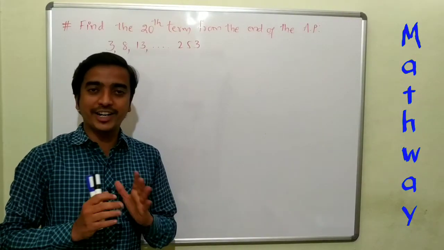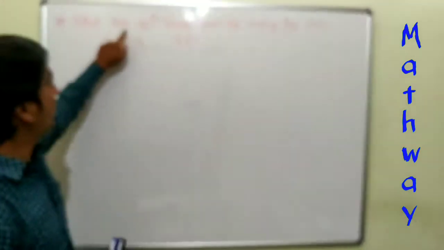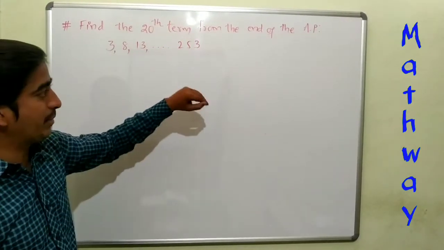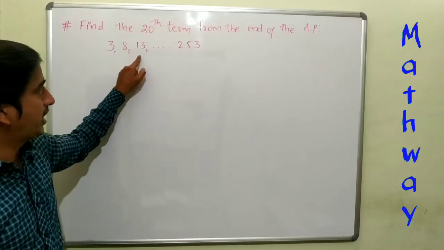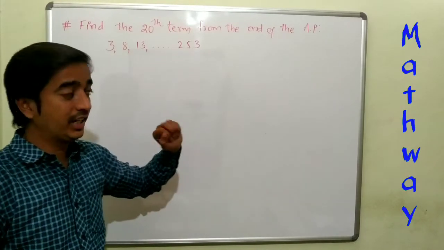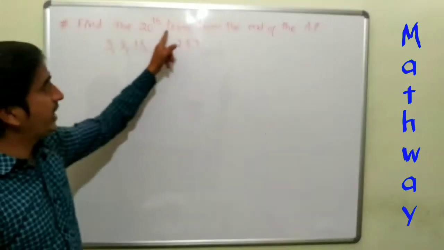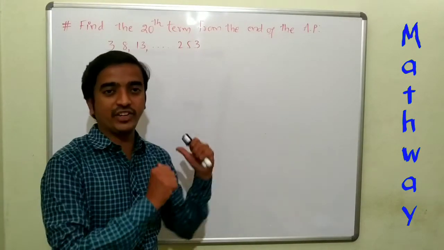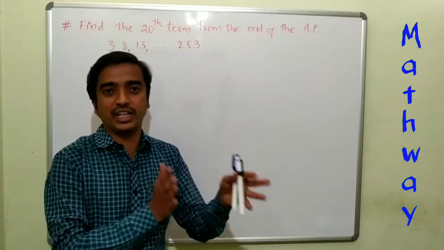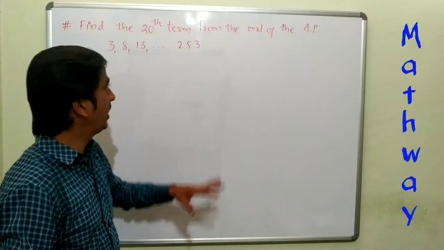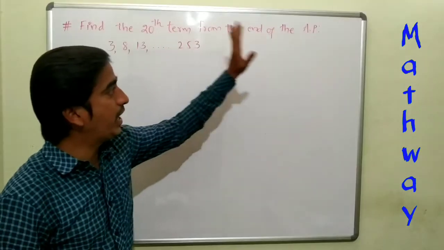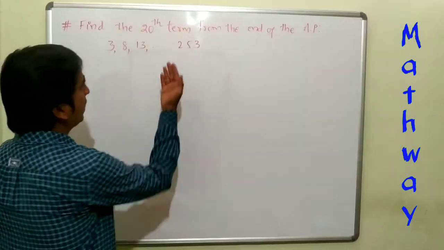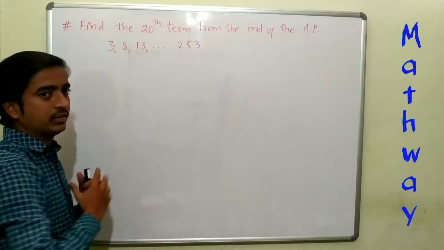Let's see one more interesting problem. That is, find the 28th term from the end of the AP. The arithmetic progression is 3, 8, 13, and so on up to 253. The question is, find the 28th term from the end of the AP, not from the beginning. The previous problems we have done were from the beginning, like the 10th term, the 12th term. But here, find the 20th term from the end of the AP. He has given the last term. Then how can we find the 20th term from the last?